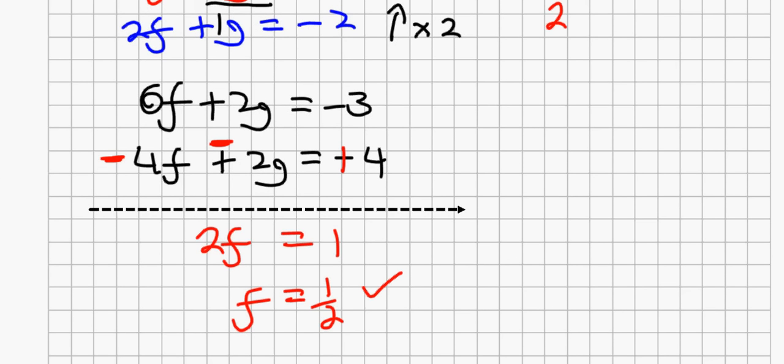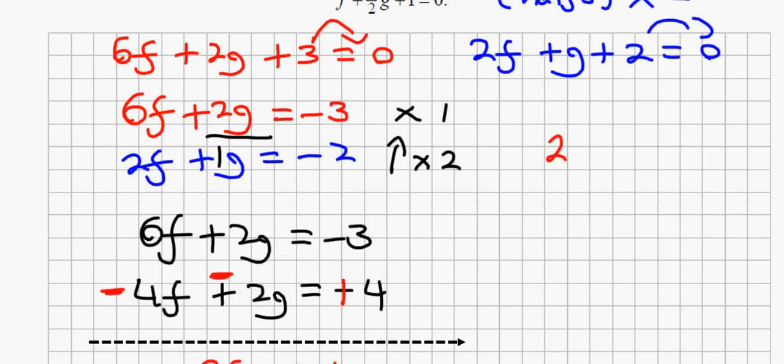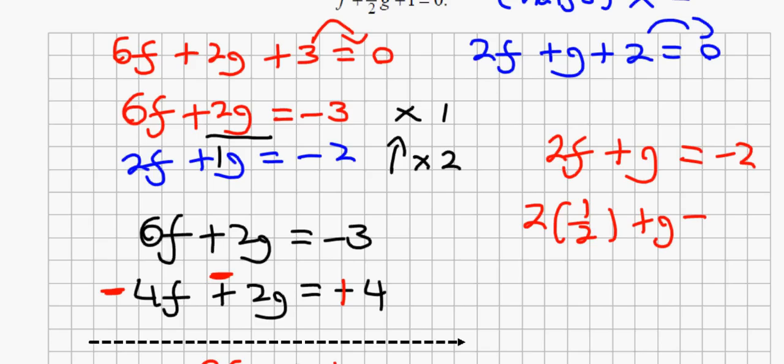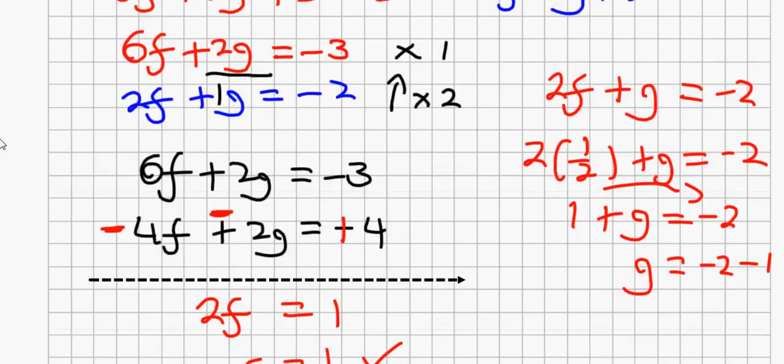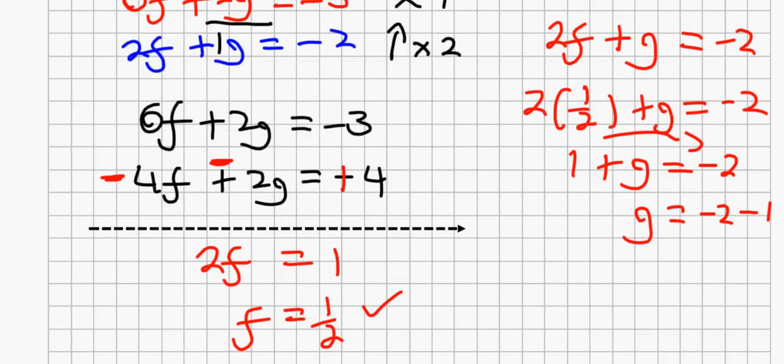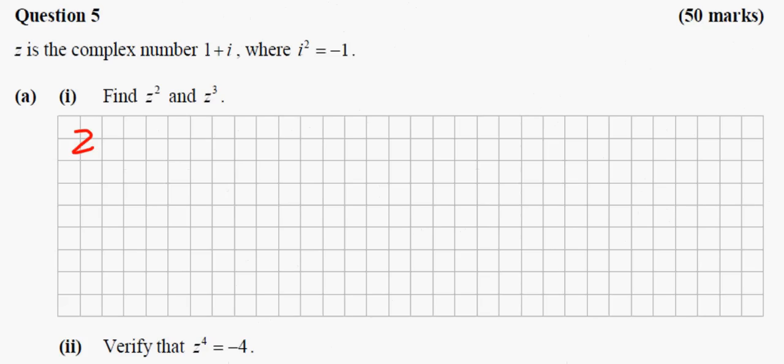The next one, we're going to put it up here. We're going to use this formula here to find out what g is. So 2f plus g equals minus 2. Replace f with a half: 2 times a half plus g equals minus 2. 2 times a half is 1. 1 plus g equals minus 2. Bring the 1 over the other side. So you get g equals minus 2 minus 1. g therefore will be equal to minus 3. Next question.